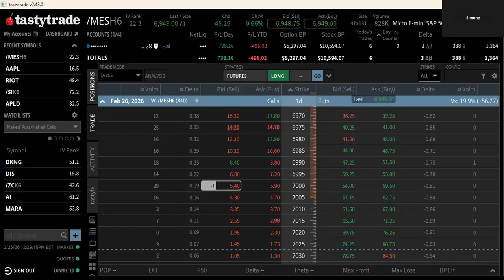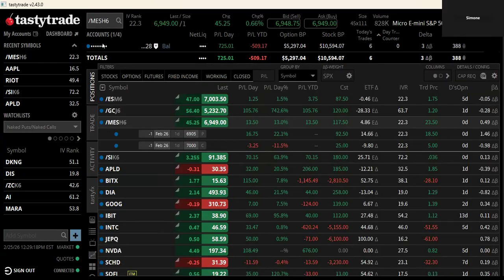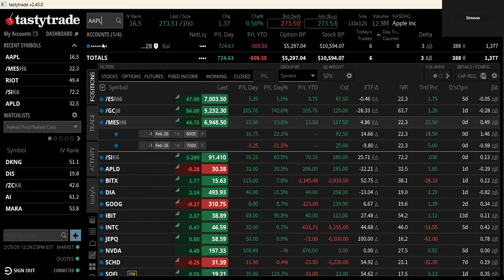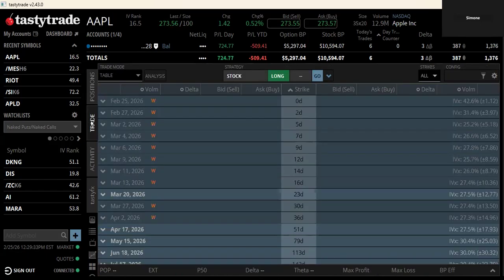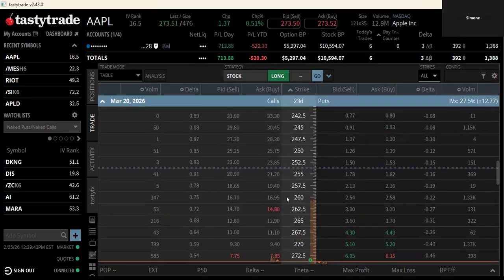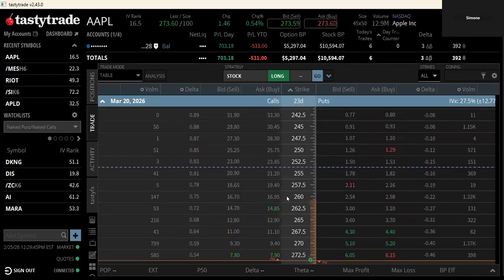But let's look at Apple though. Because your account is small, this is the area that you should be trading in, really credit spreads, because it requires less capital. And since there's no earnings coming up in the next 23 days, March 20th, a company like Apple would be a good opportunity.